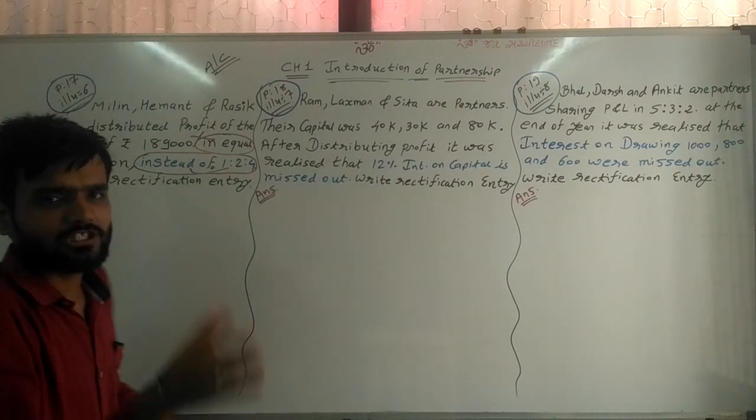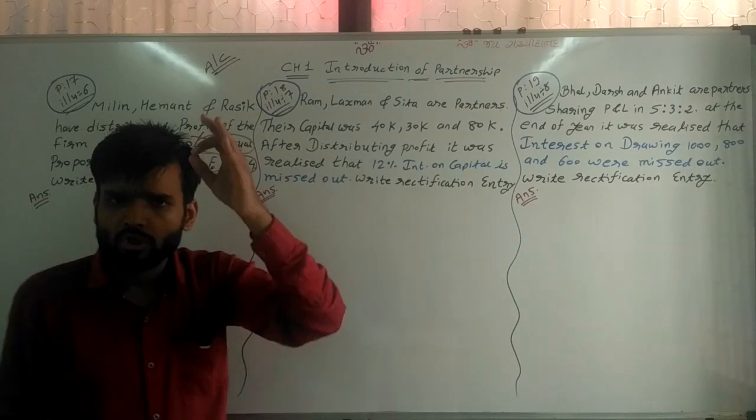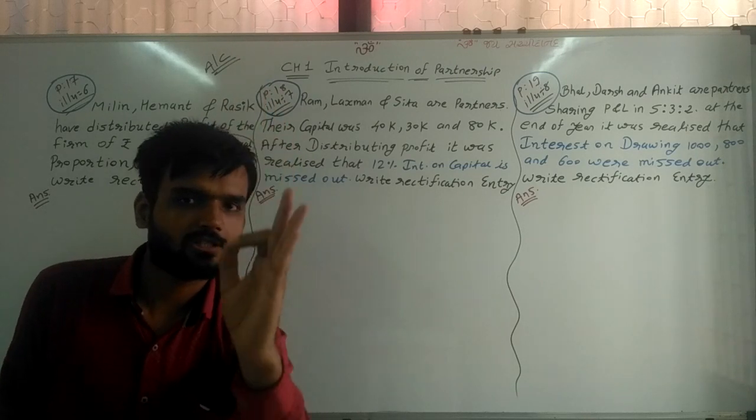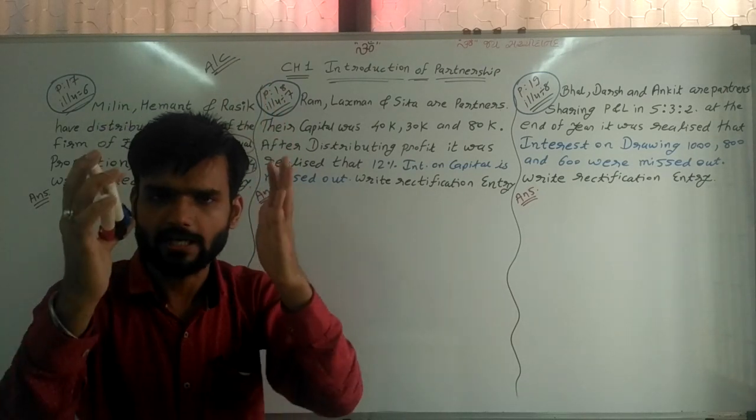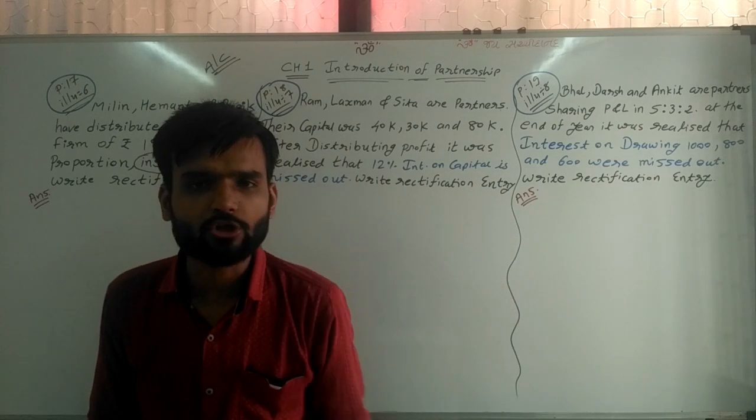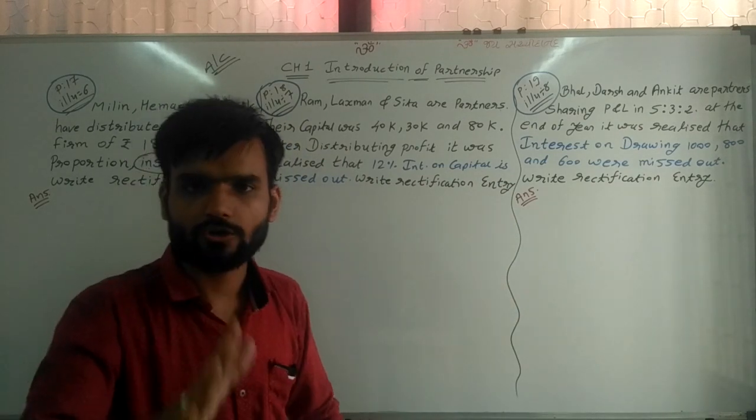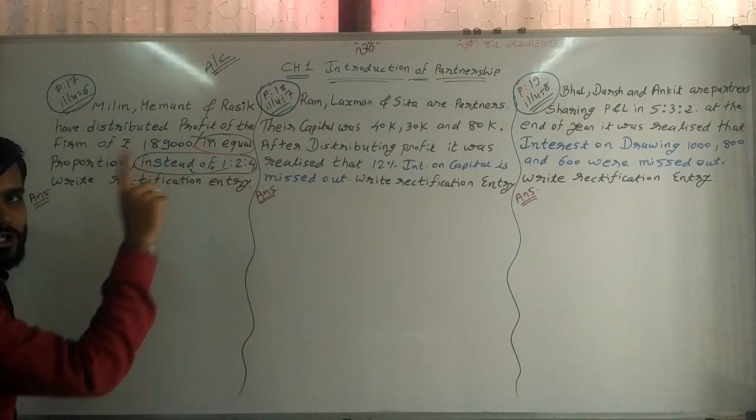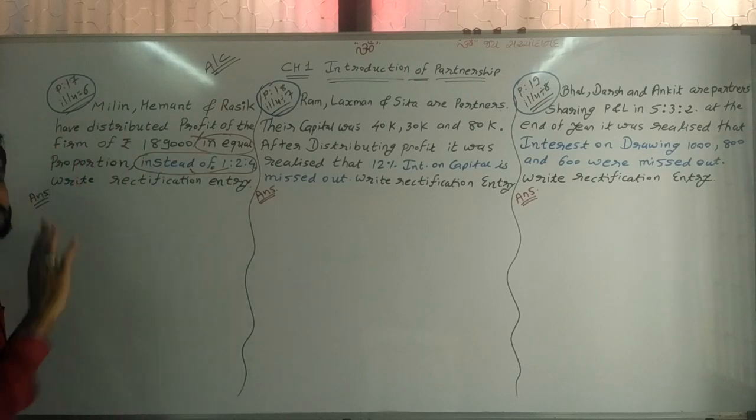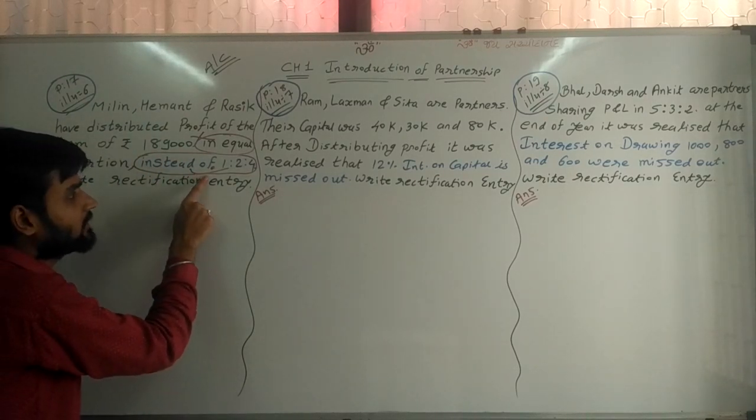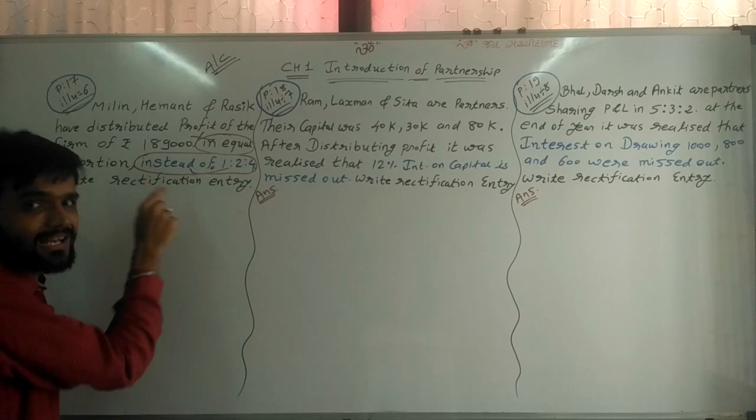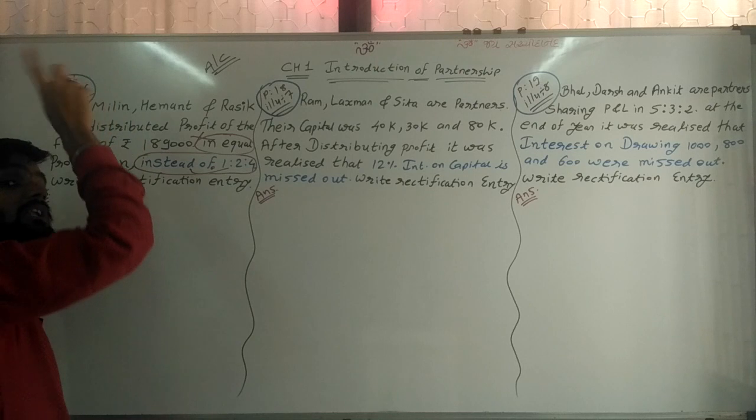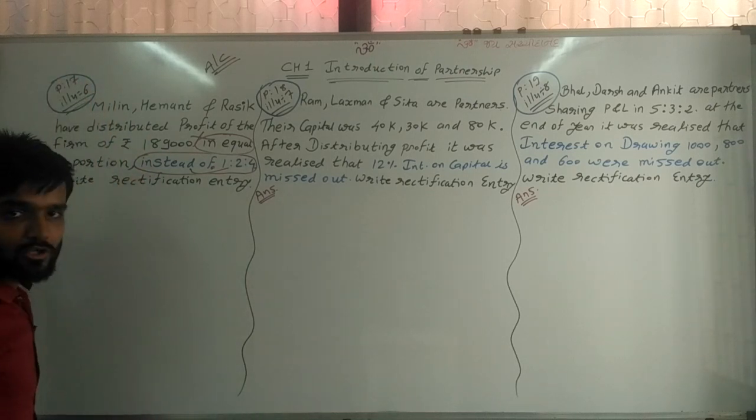Whenever a rectification type sum is given, you need to decide only 2 things: which is the correct calculation and which is the wrong calculation. If you can decide these 2, then the sum will be easy for you. I am definitely sure of that. Instead of 1 to 4, equally distributed: 1 to 4 is the correct ratio, and what they have distributed equally is the wrong calculation.